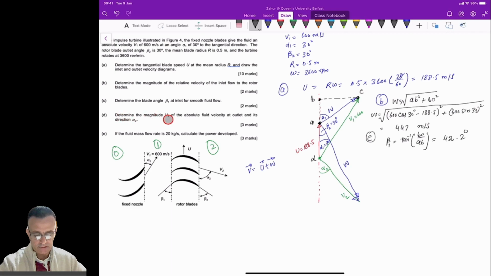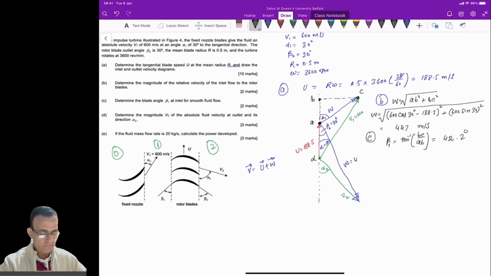Okay, in part D, you need to determine the magnitude V2 of the absolute fluid velocity at the outlet and its direction alpha 2. Now you need to calculate V2 and alpha 2. Now we know that because this is an impulse turbine, in an impulse turbine the relative velocity will remain the same. So this means that this W for the inlet should be equal to the W for the outlet. So this means that this W is again 447.